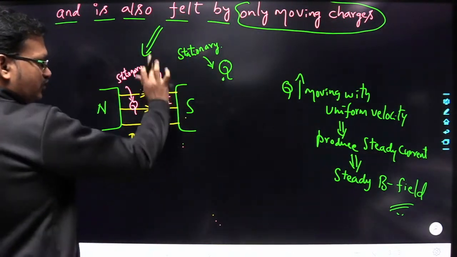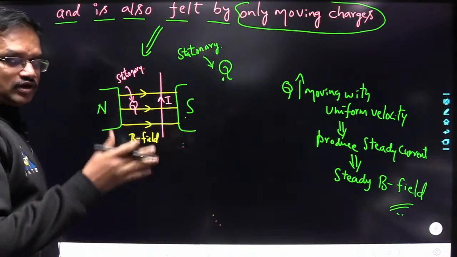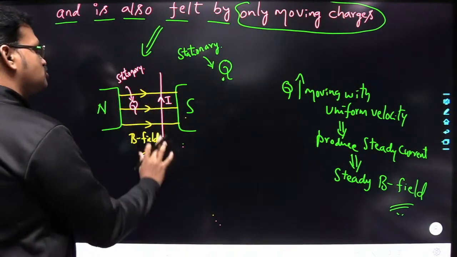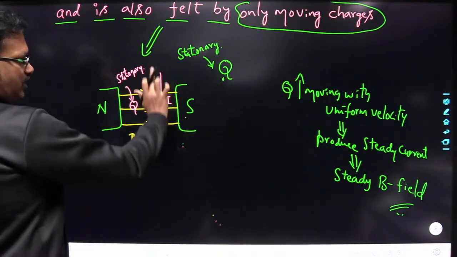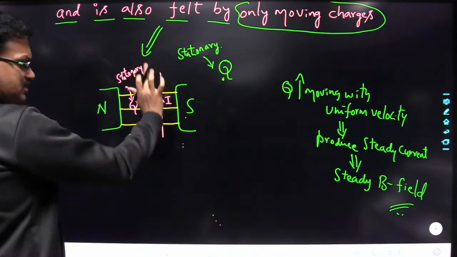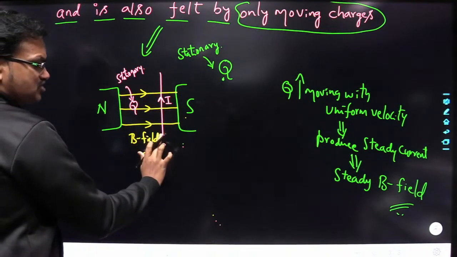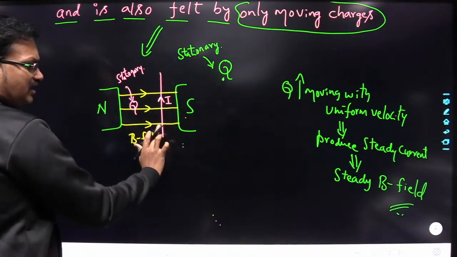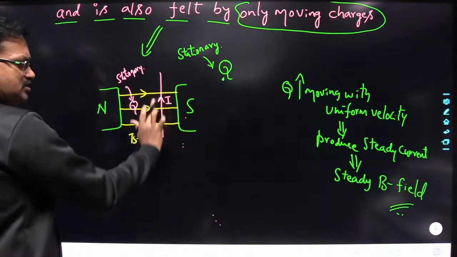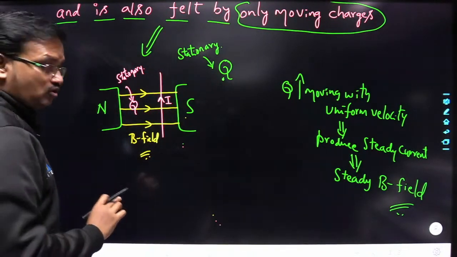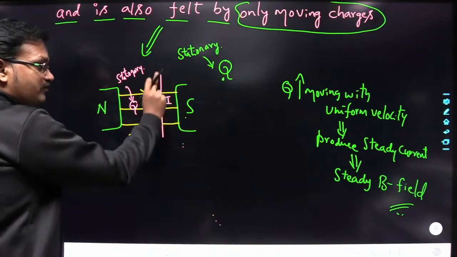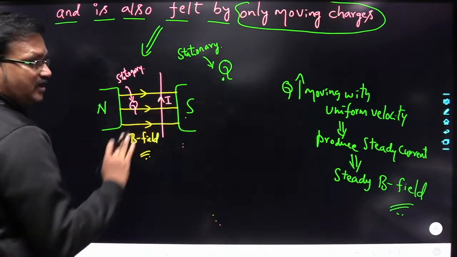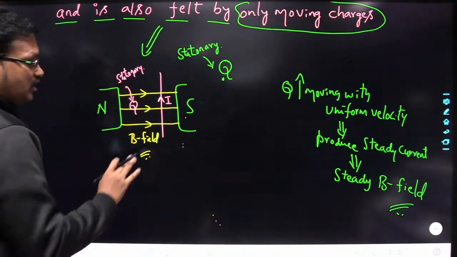Let us say the current is flowing in upward direction or downward direction, whatever you want you can take. Let us assume the current is flowing in upward direction. Understood? The current is flowing means the charge carriers are moving inside the conducting material with uniform velocity in upward direction. Yes or no? So I can consider this current as the charge carriers moving with uniform velocity. Yes or no?